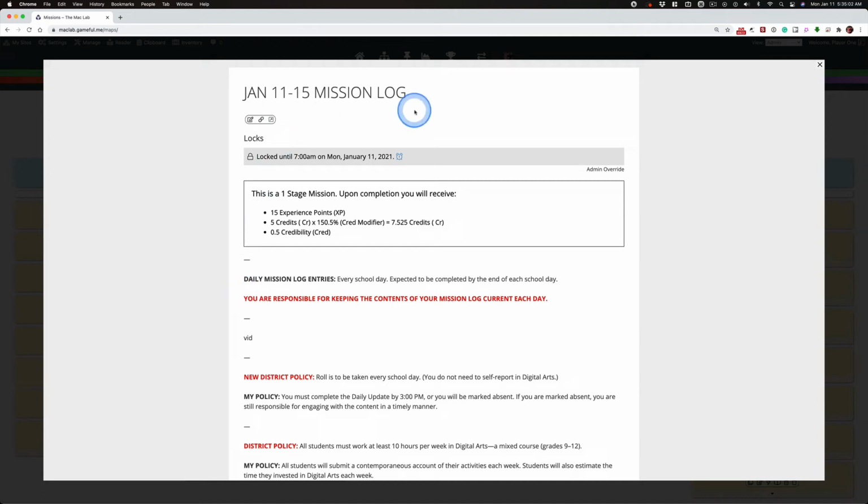Now, the mission log is something new, but it's also reviving something old. We had a weekly summary that was always due in years past that I abandoned in the first quarter because there's so much on you guys. But now, with the new district policies, I thought I would revive it and update it so that it would make it easy for both of us to understand how you spent the week.